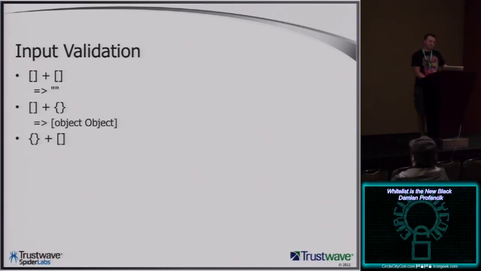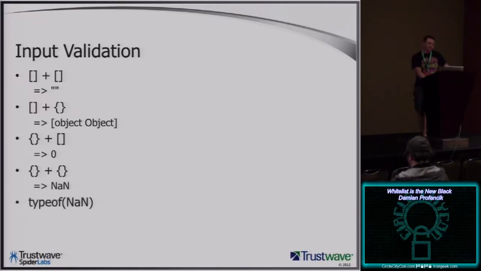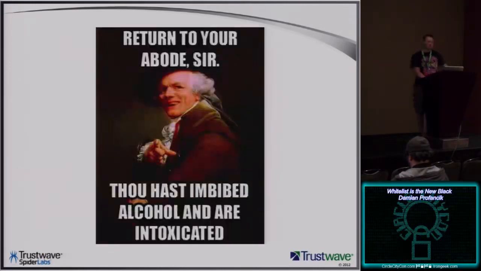Anybody? Bueller? You get 0. What? So object plus object. How about not a number? What? What about typeof not a number? Number. Yeah, go home, JavaScript, you're drunk.